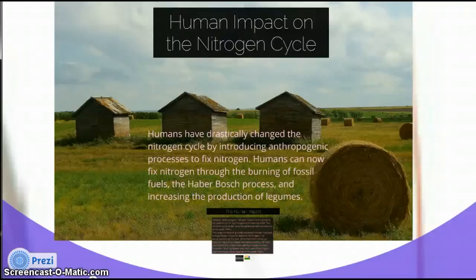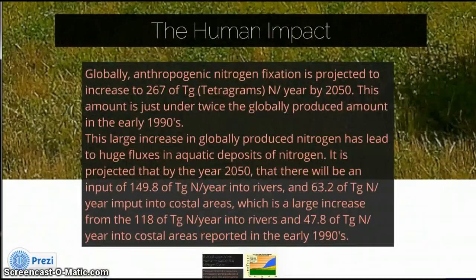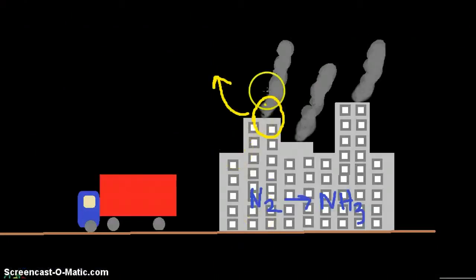Now that you know about the natural processes of the nitrogen cycle, we're going to talk about the human impact. Humans have drastically changed the amount of global nitrogen in the past 100 years by the burning of fossil fuels, the Haber-Bosch process, and increasing the production of legumes. So here's a few facts for you, and the main issue we're going to focus on today is that the increased nitrogen increases aquatic deposits of nitrogen. I'm going to show you what this looks like real quick.